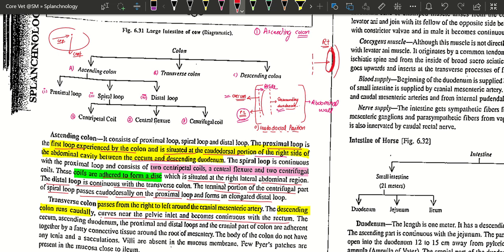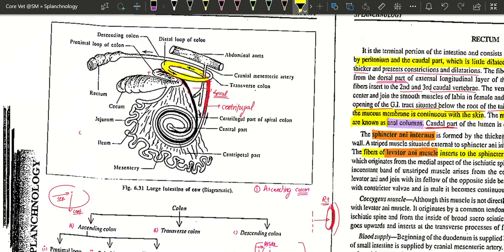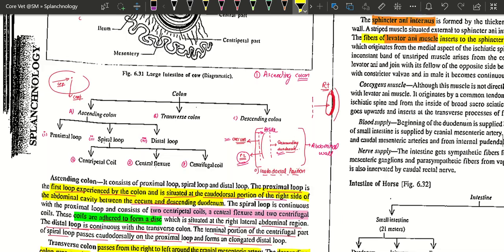Now they will be forming a distal loop which will continue as the transverse colon. So this region is going upward, upward, upward. The centrifugal coil up to this level, this is the centrifugal coil. Now the region that I am highlighting now is the distal loop. So it will be continuing as what? After the distal loop, it will be continuing as the transverse colon, right?